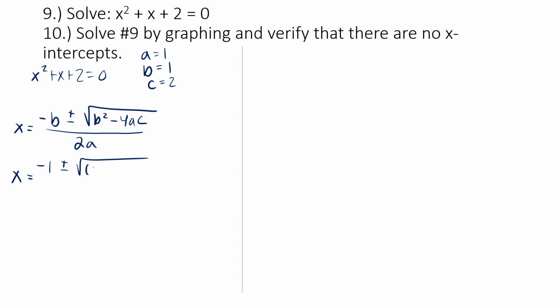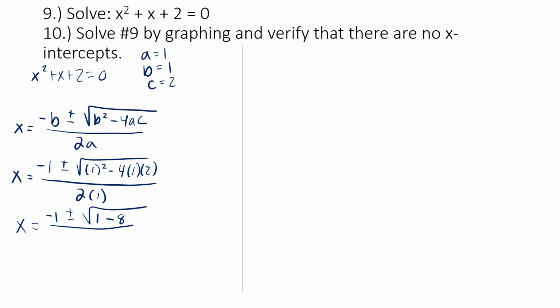Then we have 1 squared minus 4 times 1 times 2 all over 2 times 1. And what do we have in here? We have 1 minus, because 1 squared is 1, 4 times 1 times 2 is 8, over 2 times 1. Negative 1. 1 minus 8 is negative 7.